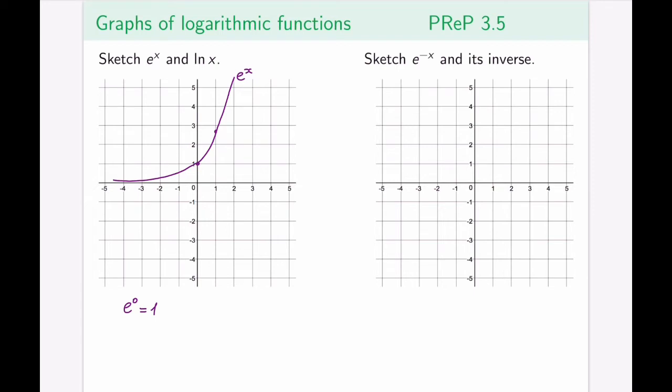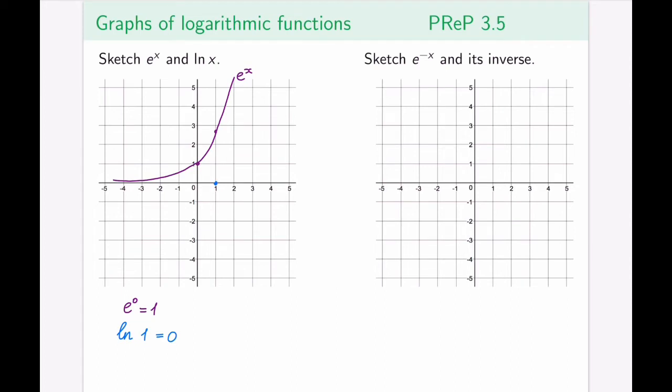Now, if I wanted to sketch myself a ln of x, the natural logarithm of x, I'm going to go through similar thinking. So for example, ln of 1. Which power do I have to raise e to get 1? Well, this should provide a hint. Which power do I raise e to get a 1? That power is 0. So ln of 1 is 0. So I get this point right here.